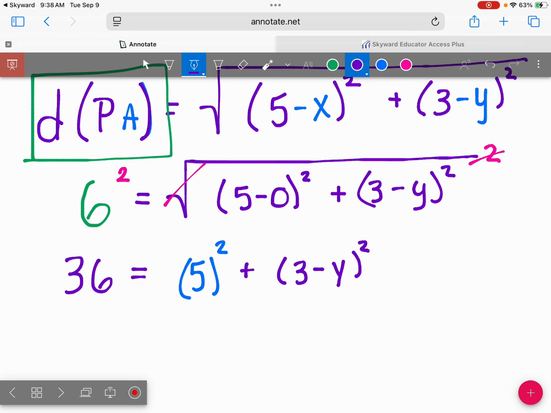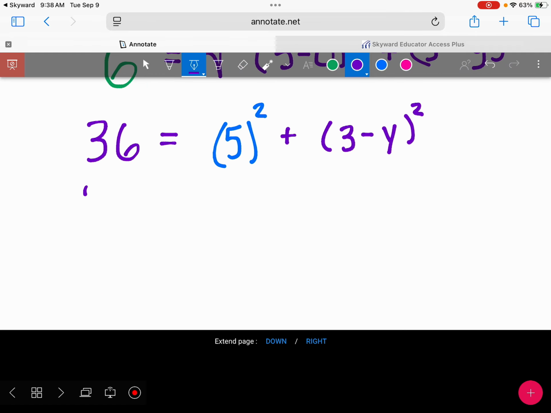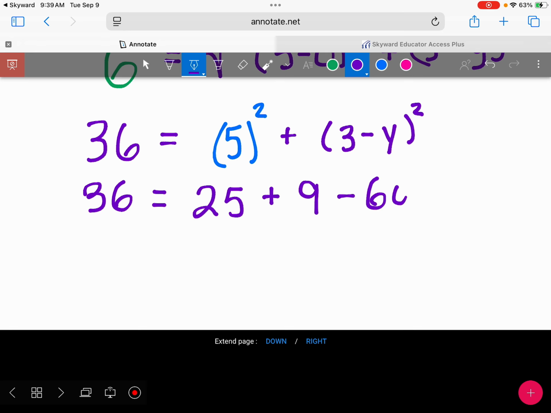And again, we're going to multiply some stuff out. So we're going to have that our 36 equals 5 squared gives us 25, plus our 3 times 3 gives us 9, minus 6y plus y squared.